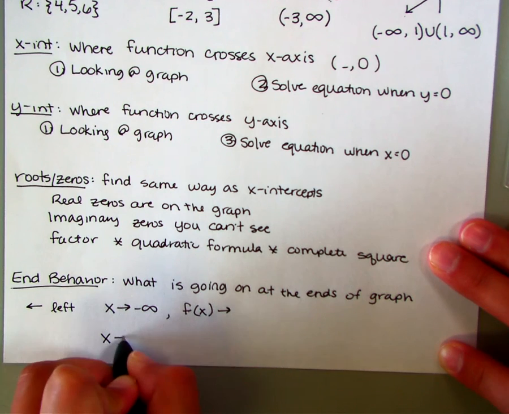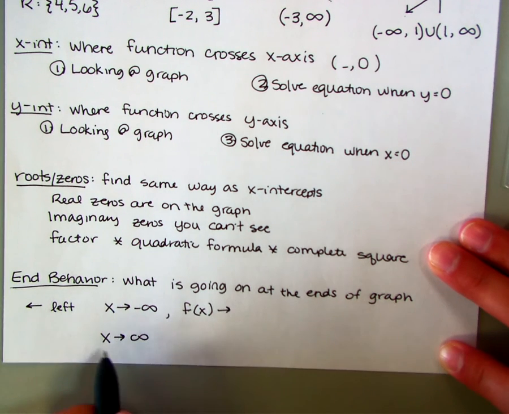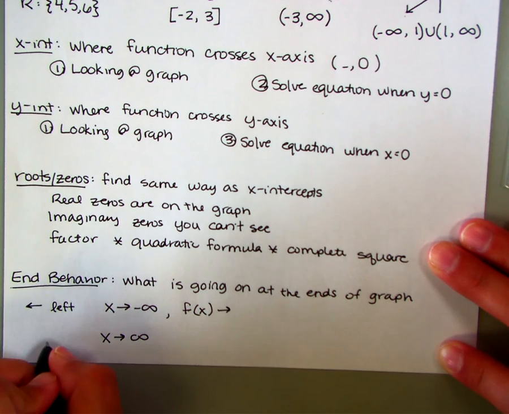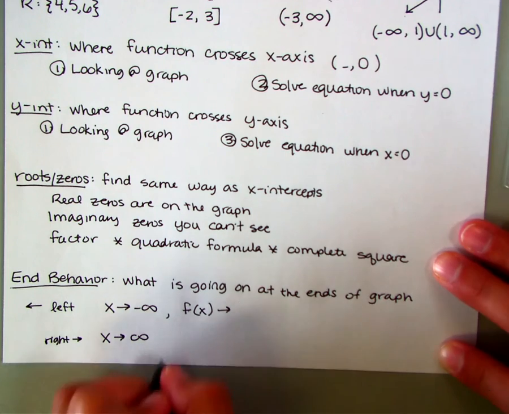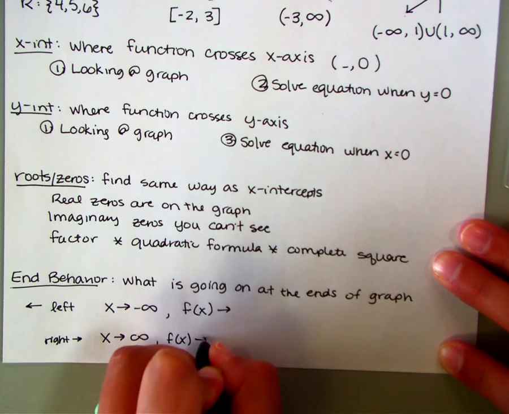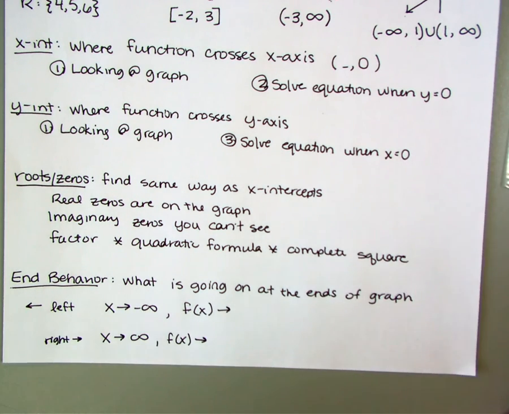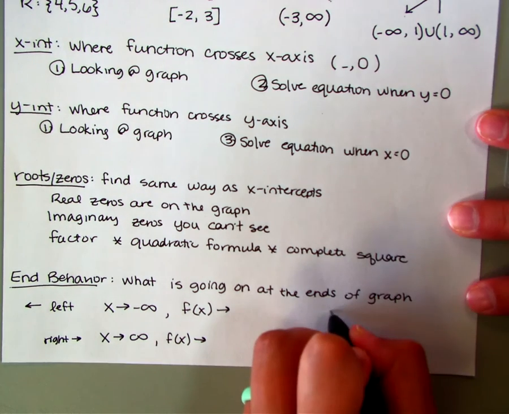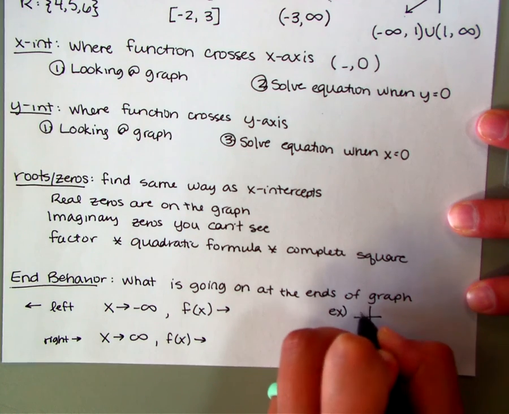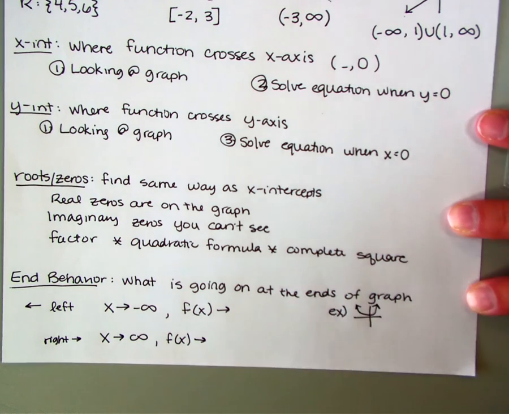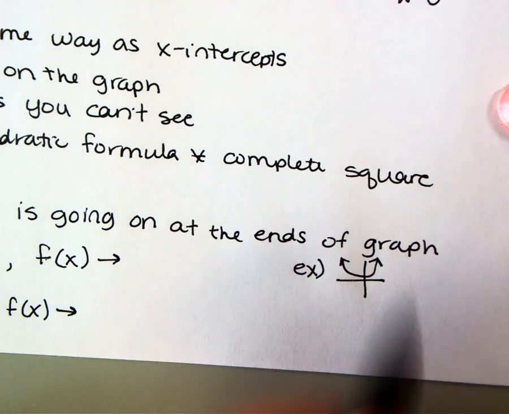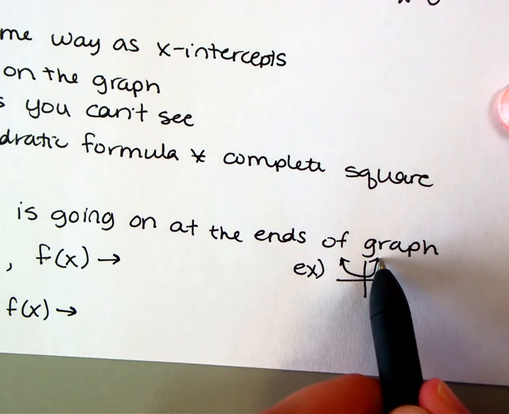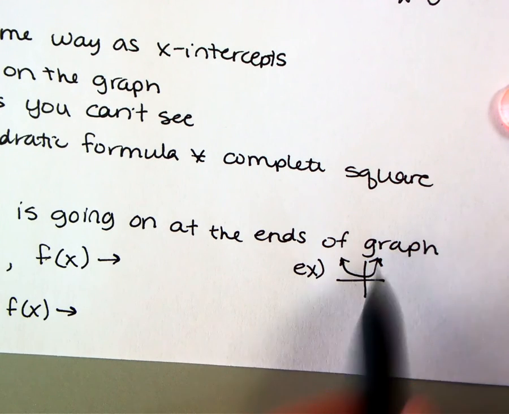And then the other end, you want to check, as x approaches positive infinity, this is as you're going on a number line, it's going to the right. What is your f of x doing? And we'll practice a lot with that. We'll do two really quick examples. So if you've got a parabola, I'll zoom in there. This is my left side, this is my right side. Both of the arrows are pointing up, imagine that.